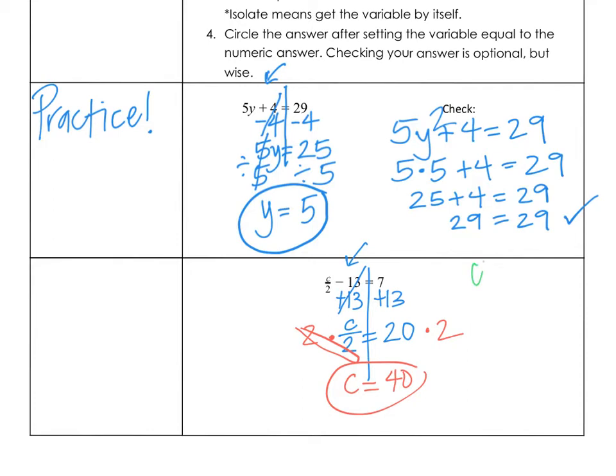Over to the right in green, I'm going to check my work. Again, this is always encouraged, especially if you have extra time on a quiz or a test. So I'm going to plug 40 in for c. All right, so 40 divided by 2 gives me 20. And I'm going to go ahead and write the rest of the equation. 20 minus 13 gives me 7, and 7 equals 7. That's a true statement. So then I know that I got my answer correct.